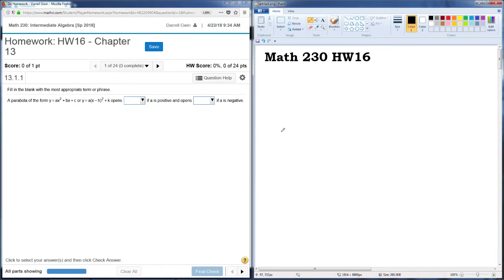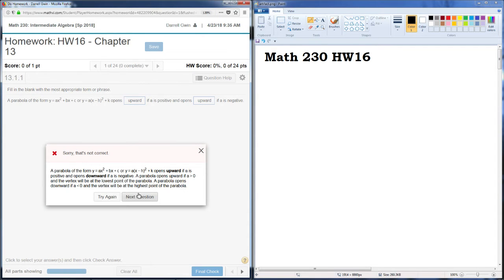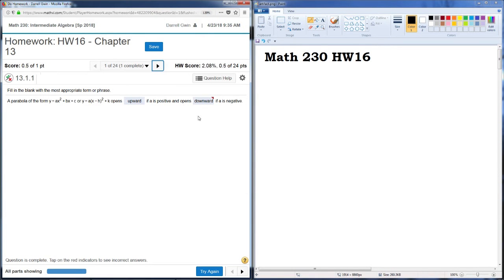So, first one, this is a parabola that opens. A parabola of the form y equals ax squared opens blank. If a is positive, upward, and downward if it's negative. If a is negative, we're talking about that a right there. Uh-oh. Did I mess up? I said upward twice. I meant downward. Try again. Opens upward for positive and downward for negative. How did I get that wrong?